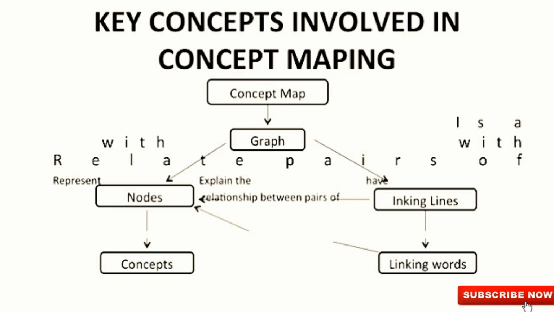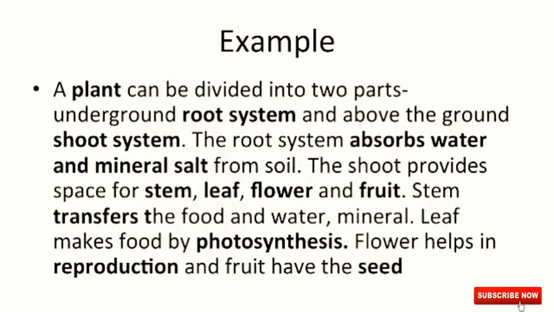And in case of science, we can see that a concept map can be used to show a simple concept like the plant. For example, a plant can be divided into two parts. If we have to explain this by the concept map, how will we do it?